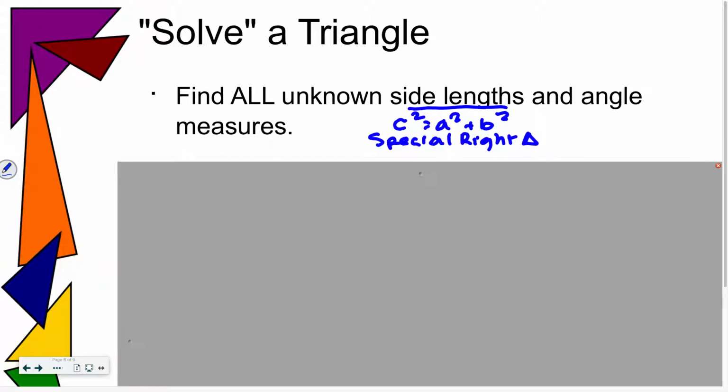And another way to find a missing side length? Trigonometry. That's like our warm-up problem, the ladder against the wall. So I'm going to say SOHCAHTOA.